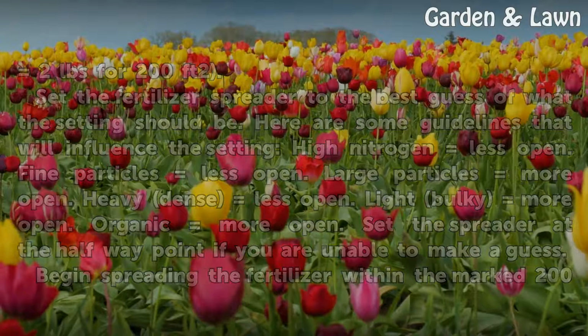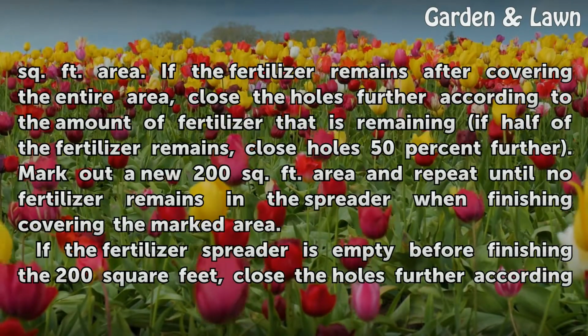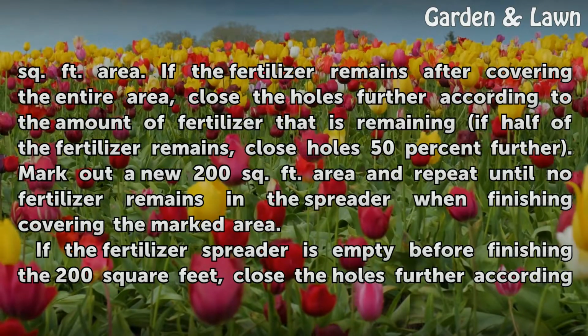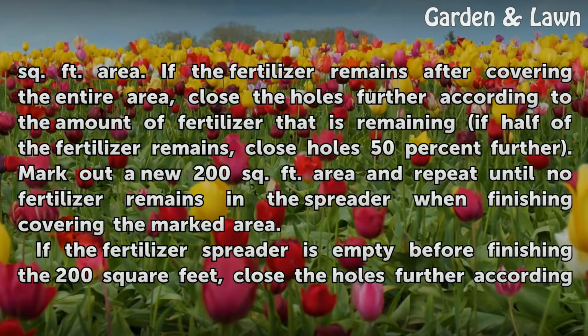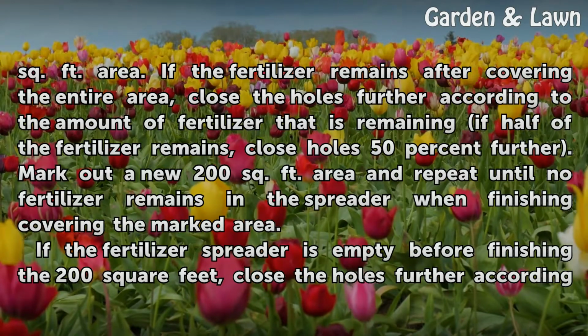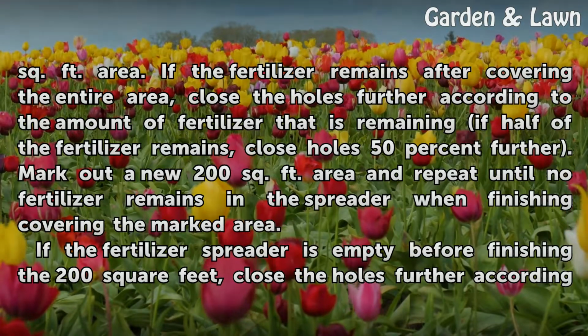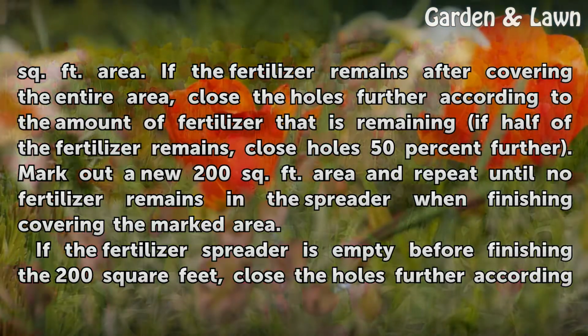Begin spreading the fertilizer within the marked 200 square foot area. If fertilizer remains after covering the entire area, close the holes further according to the amount of fertilizer that is remaining. If half of the fertilizer remains, close holes 50% further. Mark out a new 200 square feet area and repeat until no fertilizer remains in the spreader when finishing covering the marked area.